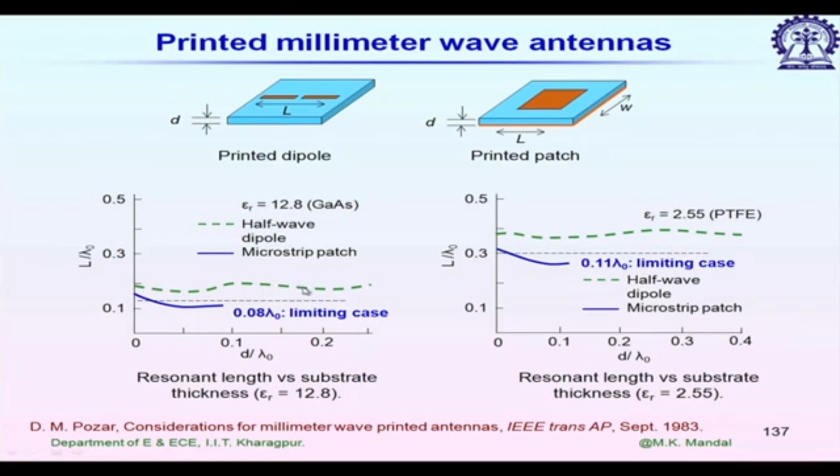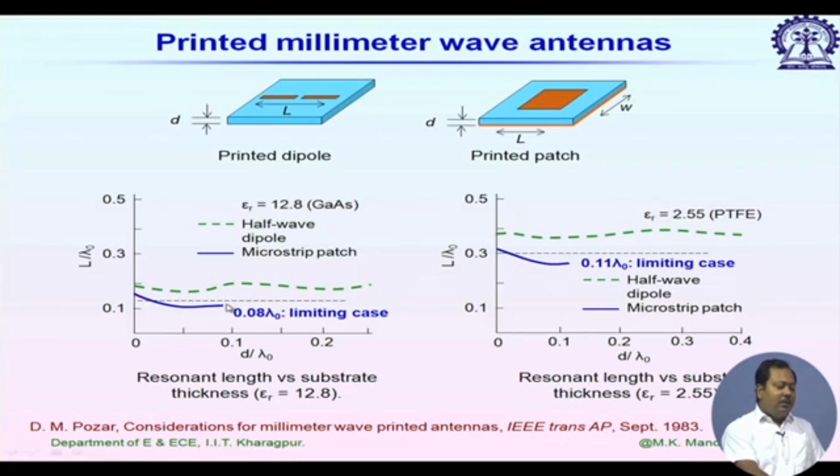Dotted line is for the half wave dipole antenna, and solid line is for the rectangular patch antenna. We have one more black dotted line. It represents the line where it is equal to lambda naught by 2 multiplied by root epsilon r, that is from the thumb rule. Now, if I look at the plot, what we see, with the increasing substrate thickness, which is represented by d, for the rectangular patch antenna, resonating length decreases, and for dipole antenna it increases.